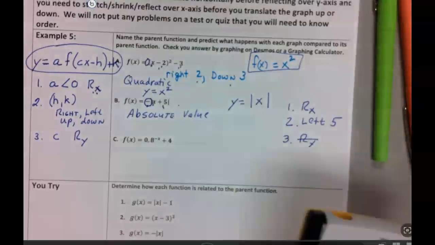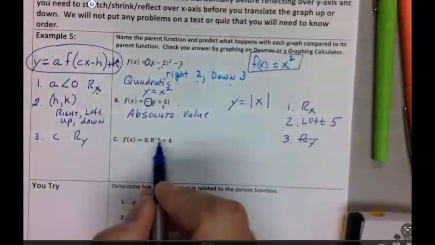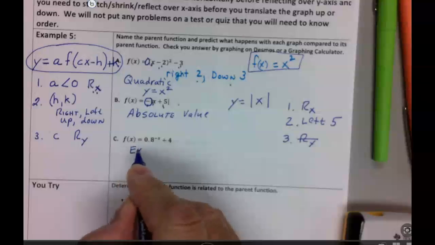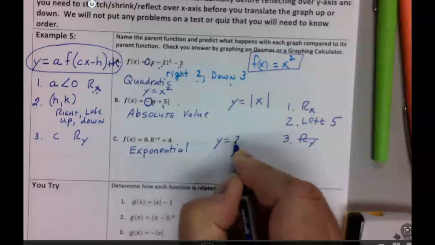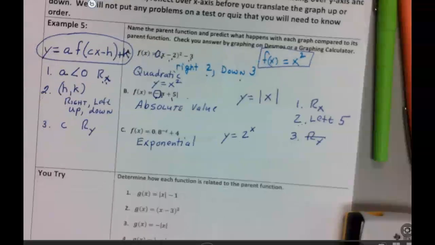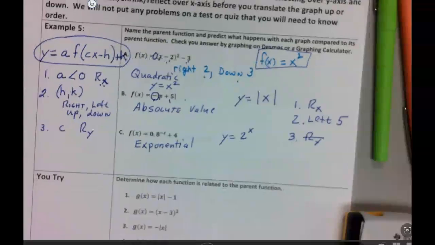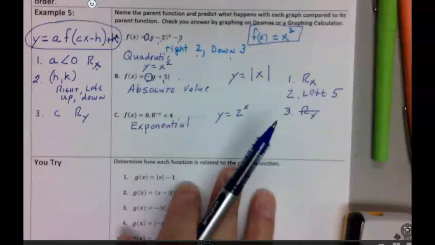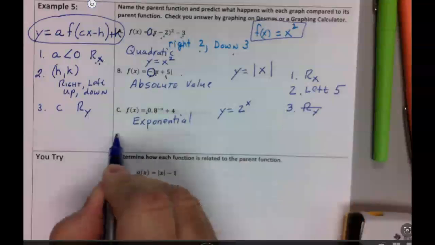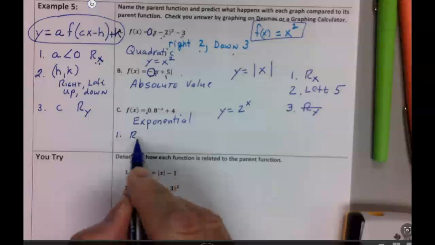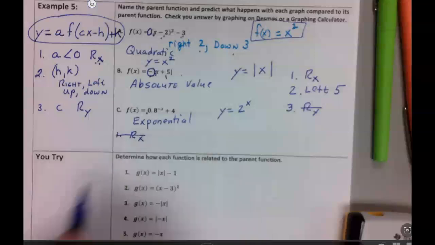All right. Okay, so what's the next one? It's an exponential, isn't it? And the example I used was y equals 2 to the x, wasn't it? Okay, so start with number 1. Is there a negative in front? No. So this one here is not reflected across the x-axis, so you can cross that out.